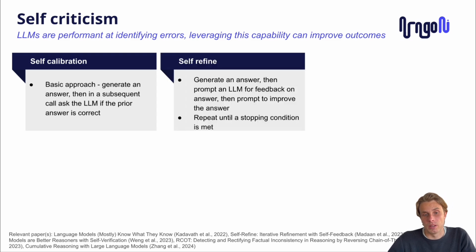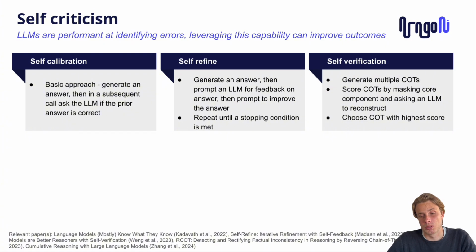Self-refine extends this further to get the secondary LLM to also provide feedback on the initial answer. And then we can prompt another LLM to improve the original answer based on the feedback. This can be done in a loop, or it can be done in a single example, and you can define your own stopping criteria for when we've done this refinement process enough. So for example, you could have a maximum number of refinements, or you could have some other metric.